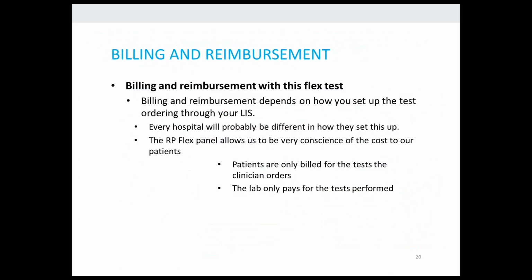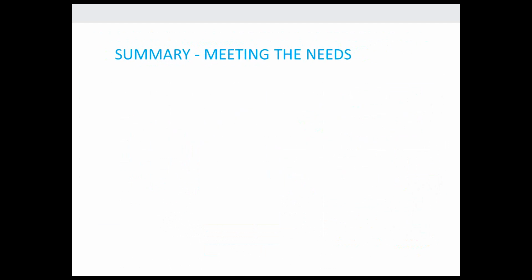So for billing and reimbursement, that's going to really depend on how you set up the test in your LIS or your hospital system. And probably each hospital is going to be different on how they set it up. And the RP Flex panel allows us to be very cost conscious, and the patients then only get billed for the tests that the clinician orders. And then in addition, the lab only pays for the tests that are performed. So that's kind of a win-win for everybody.